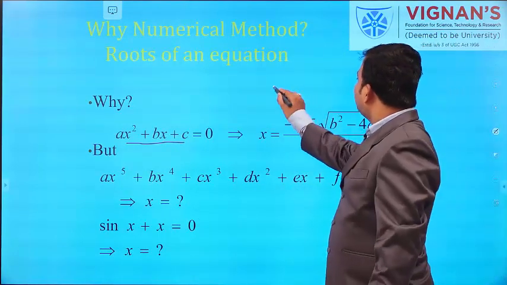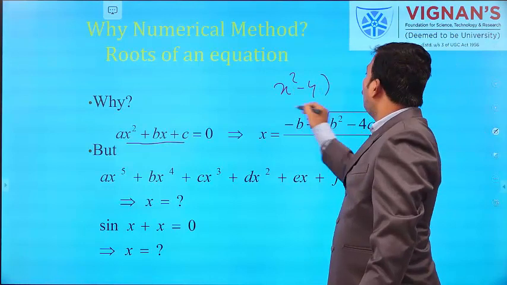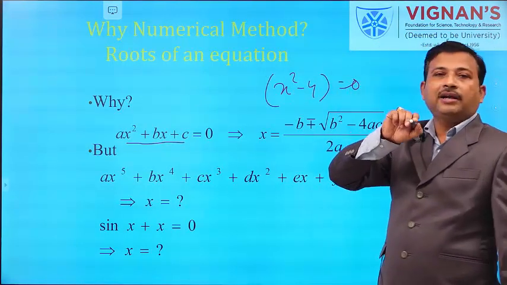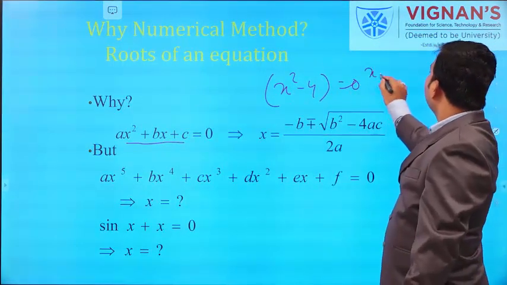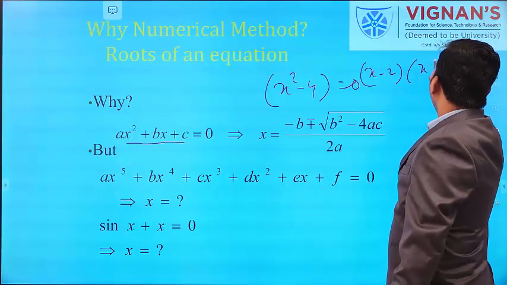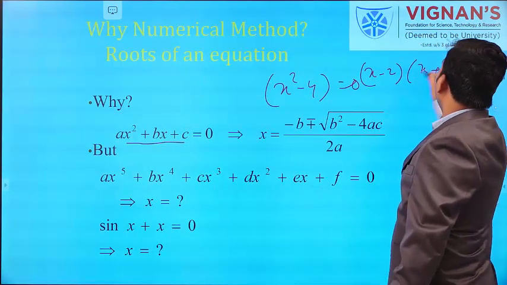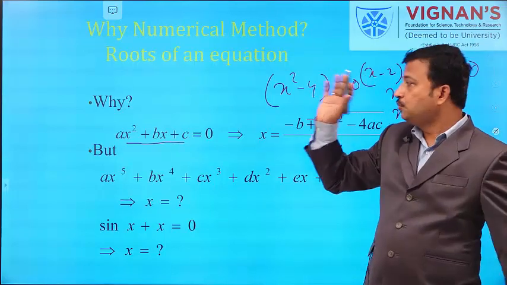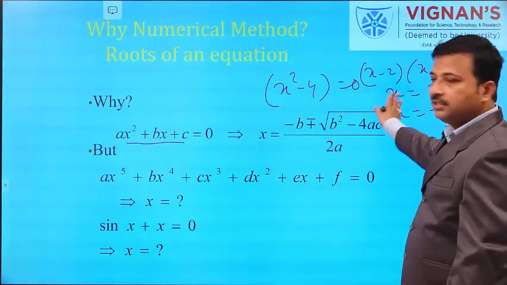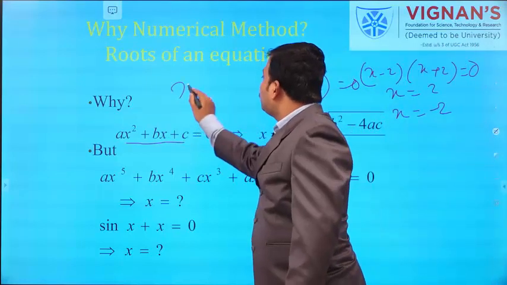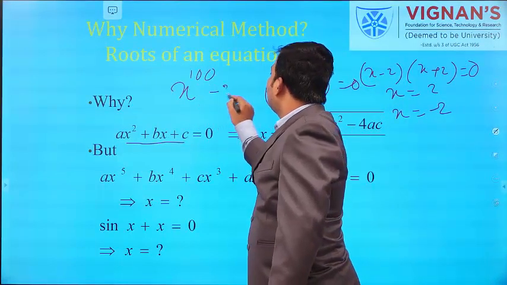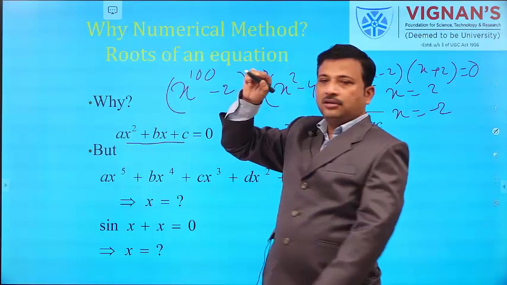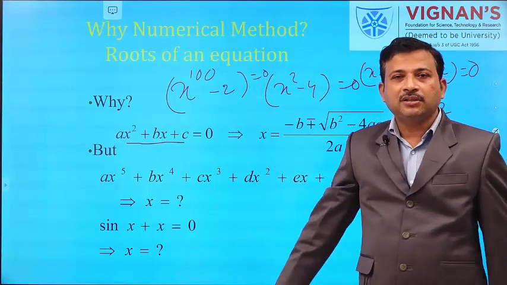Right? If I say let us take x square minus 4 equals 0, how do you get the solution? Simply you can find x minus 2 into x plus 2 equals 0. So x equals 2, x equals minus 2. Two solutions I will have. Is it clear? Right? If I give here x to the power 1000 minus 2 equals 0, then how do you get a solution? It takes days together to complete it.